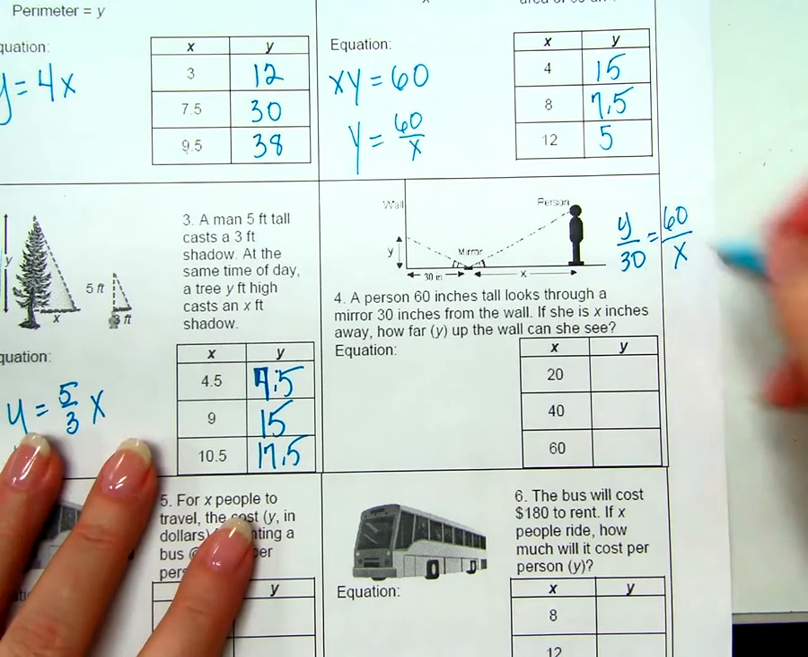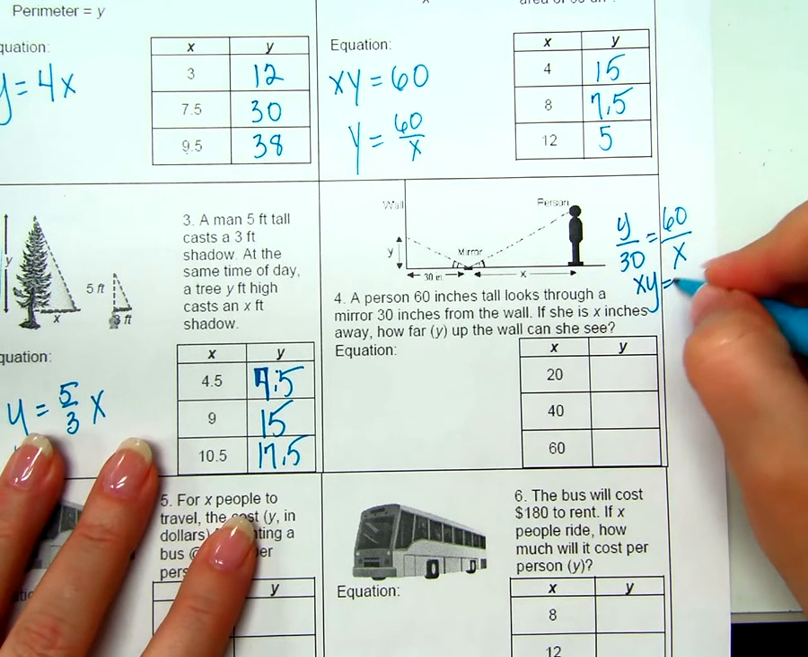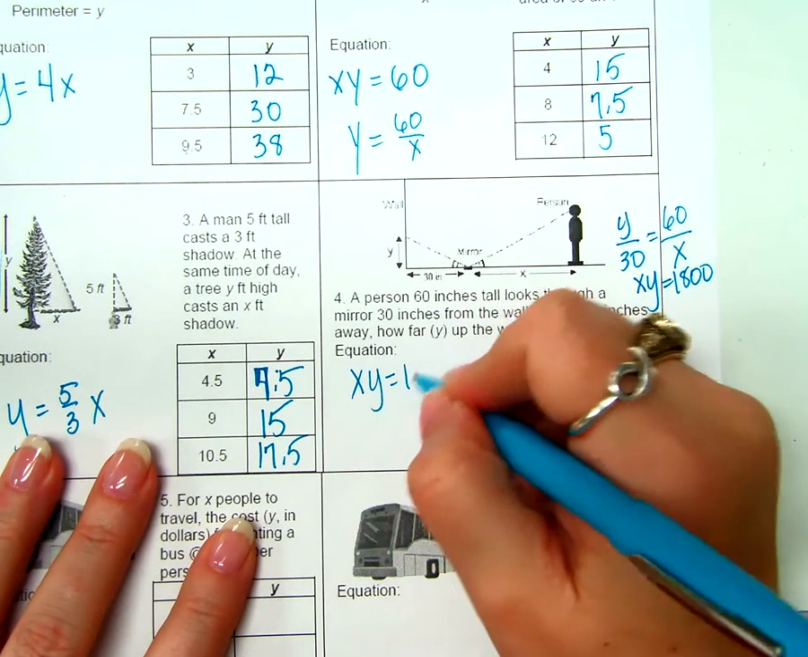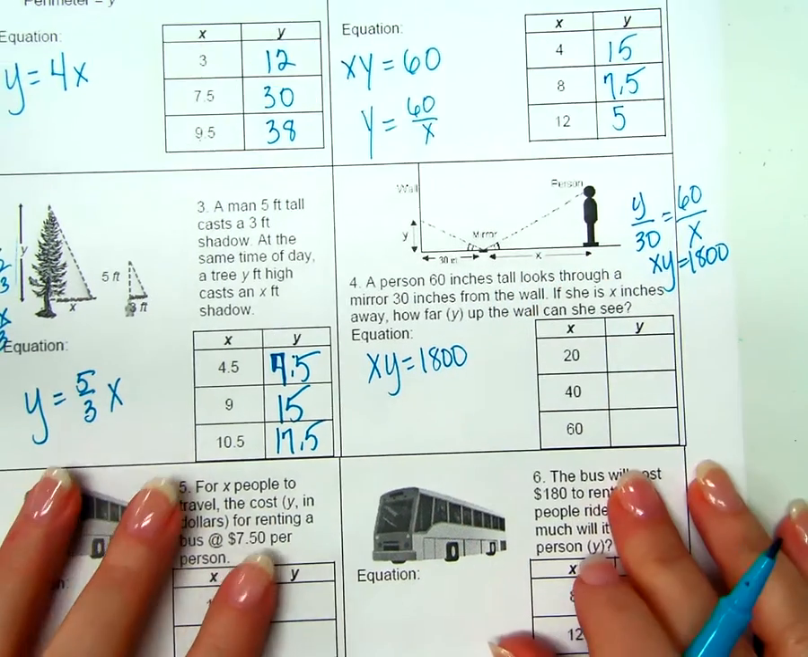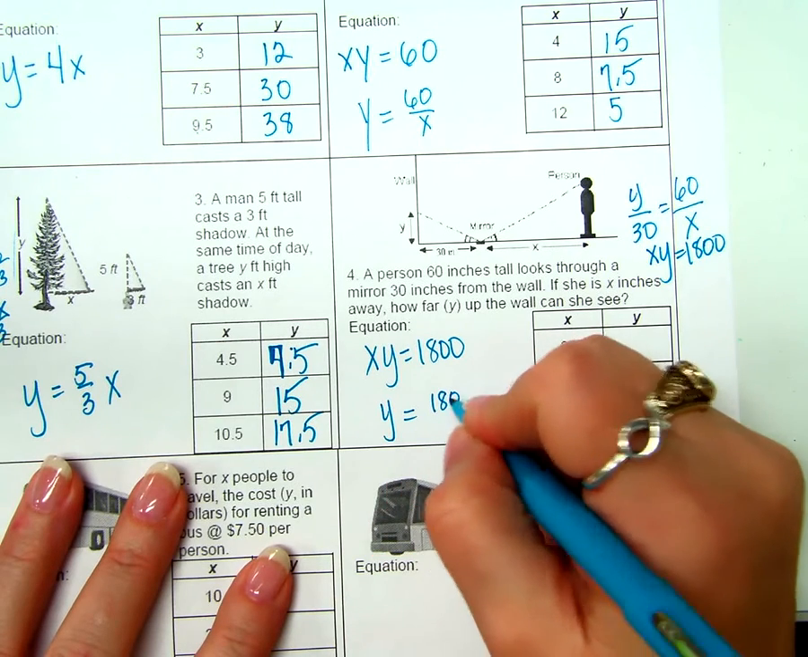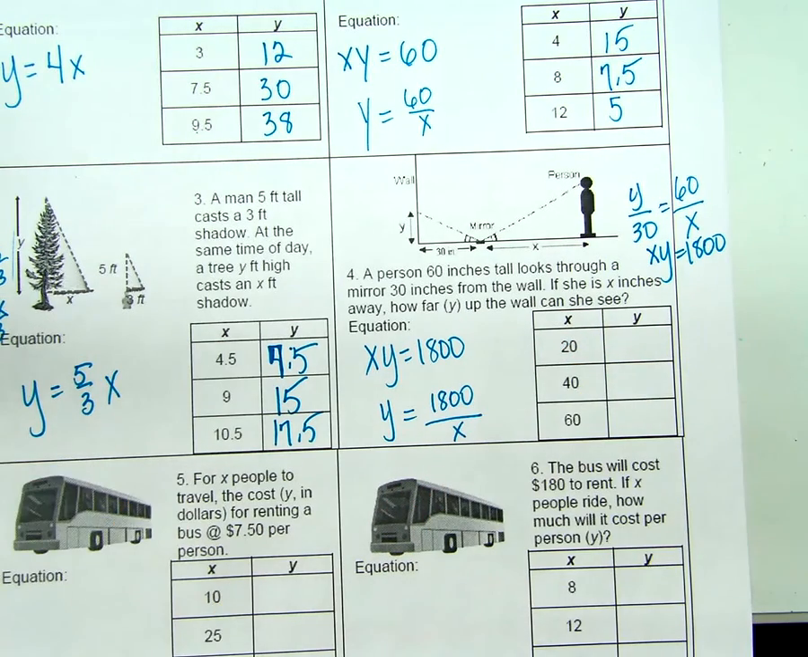Okay. If I cross multiply, I get xy equals 1800. So that's one form of our equation, right? But what if I just want to solve for y? What do I do? So y would equal 1800 over x. Very good.